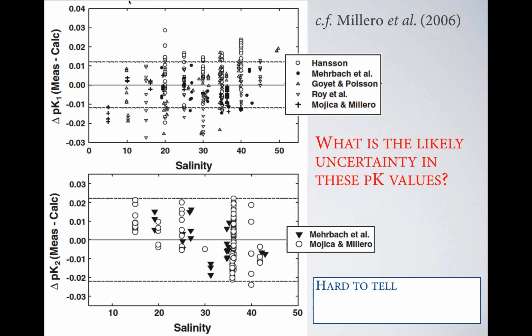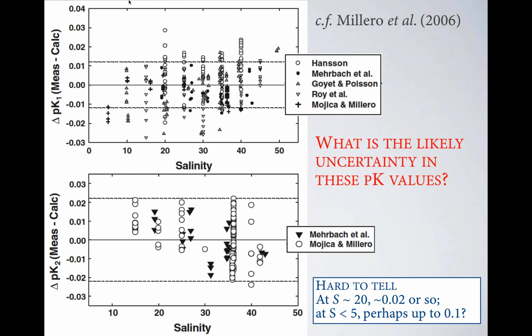So my take-home thing is, what's the likely uncertainty? Well, it's hard to tell. But at salinity about 20, my thought is it's about 0.02 or so. That might be a little bit conservative, but I fear probably not too conservative. At salinities less than 5, it could be perhaps as large as 0.1 in the pK.